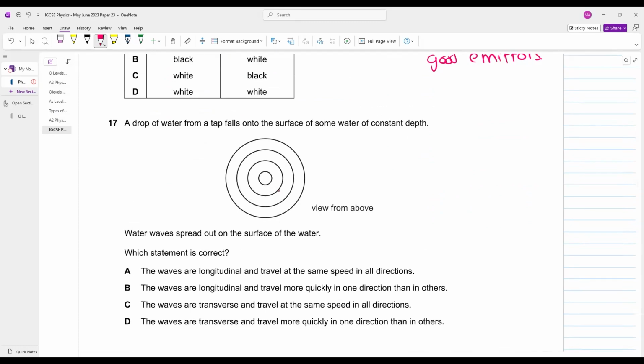A drop of water from a tap falls onto the surface of some water of constant depth. Water waves spread out on the surface of water. Which statement is correct? Well, no, they are not longitudinal. Water waves are always transverse waves. You can easily cancel out options A and B. They are very absurd. The water waves are transverse and travel at the same speed in all directions. Yes, C is your answer.